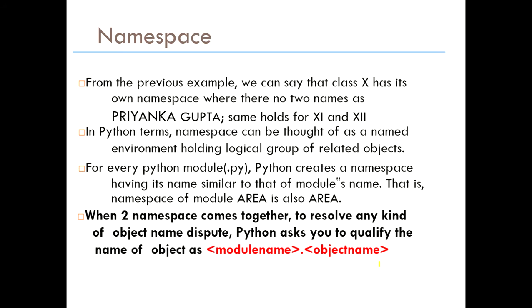In Python terms, a namespace can be thought of as a named environment holding a logical group of related objects. For every Python module, Python creates a namespace having a name similar to that of the module's name. That is, the namespace of module area is also area. When two namespaces come together, to resolve any kind of object name dispute, Python asks you to qualify the name of the object as module name dot object name.